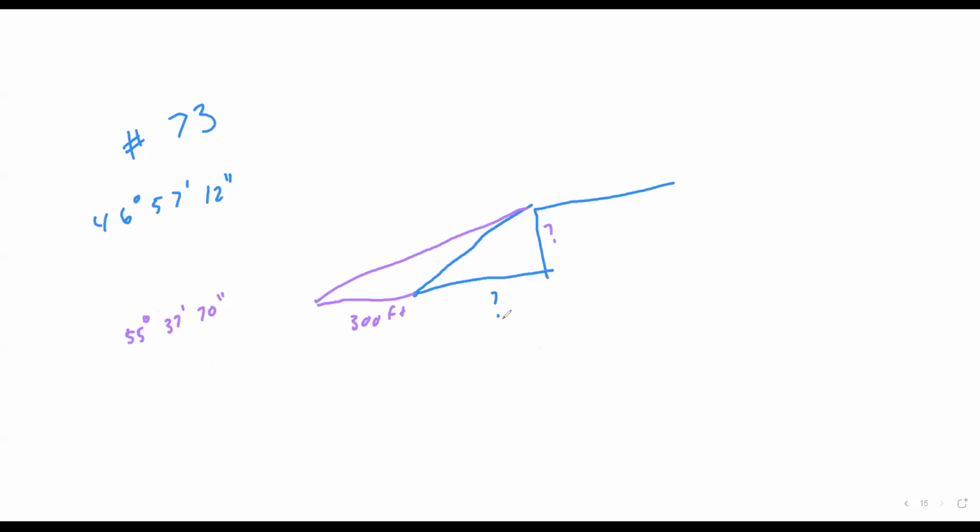Okay, so this is going to be a similar triangles problem because it's a triangle within a triangle. If we know this is 300, and this is going to be something. We have the angle here. Let's see, what information do we need? This isn't a right triangle, so I can't just use that information.